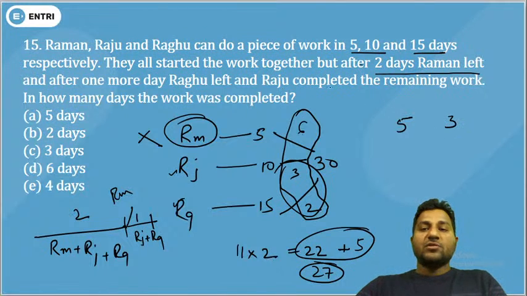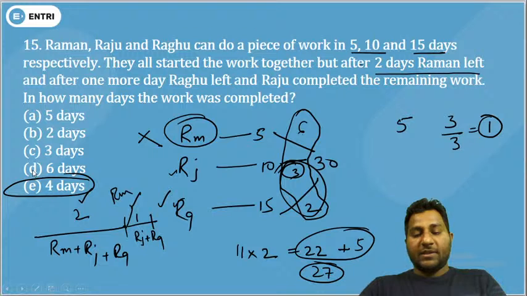Okay, so Raju completed the remaining work in how many days? So Raju has 3 efficiency. That means Raju will complete the remaining work in one day. So the total work has been completed. Total time taken is 2 plus 1 plus 1. That means 4 days is the correct one. Yes, very good. Not approximately, it's the exact value.